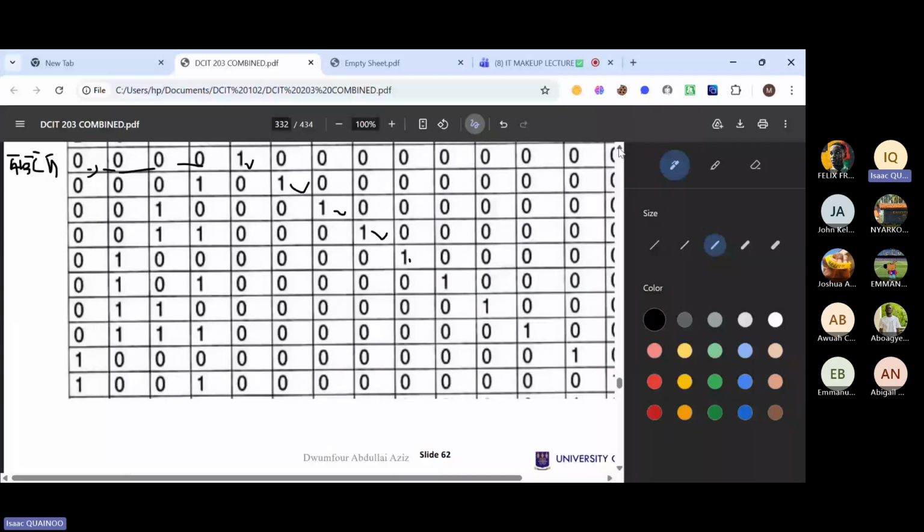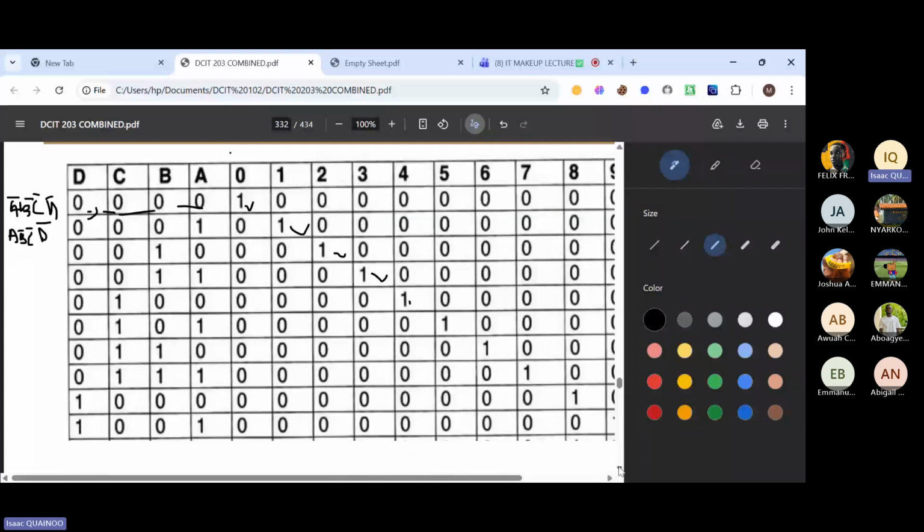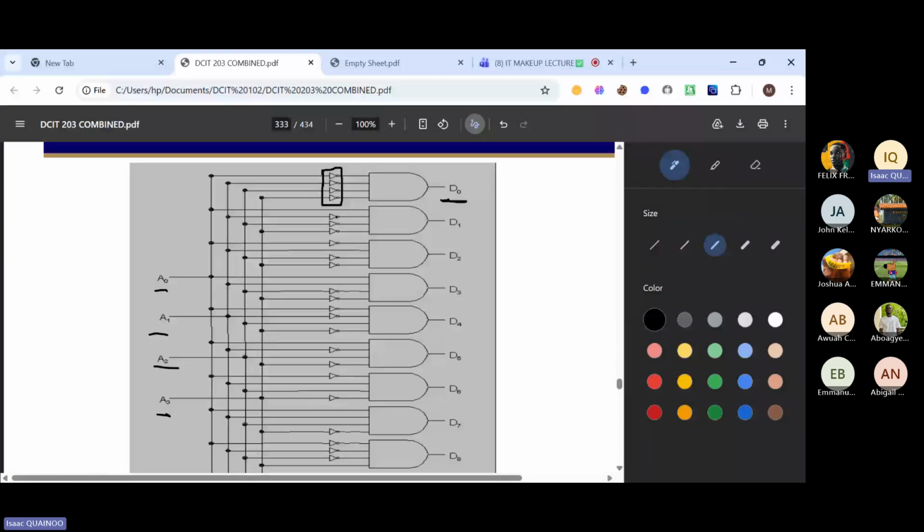If you come here, you have A, then B prime, C prime, D prime. So you come and compare this to here. So you can see that only your A is 1. So you can see that only your A does not have the not here, okay? Meaning that here you have A, and then you have B prime, C prime, and then D prime, okay?